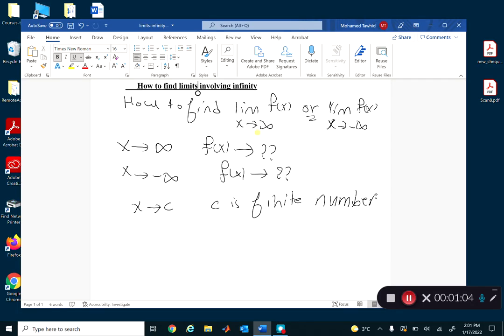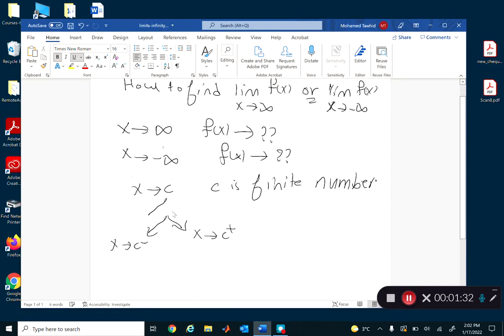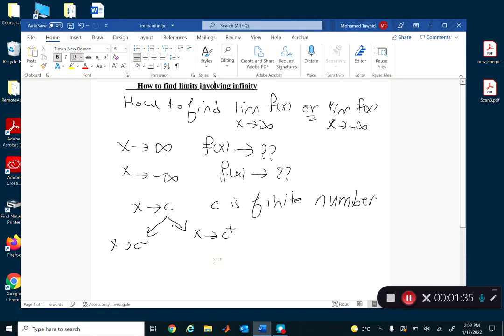For that case, you must consider the left limit, x approaching c from the left, and x approaching c from the right. But for infinity, plus infinity or minus infinity are not numbers. They just tell you x is approaching a very big positive number, or x is approaching very big negative numbers.